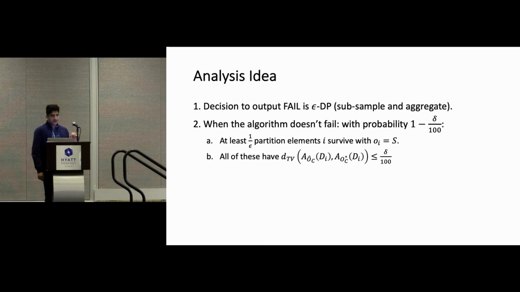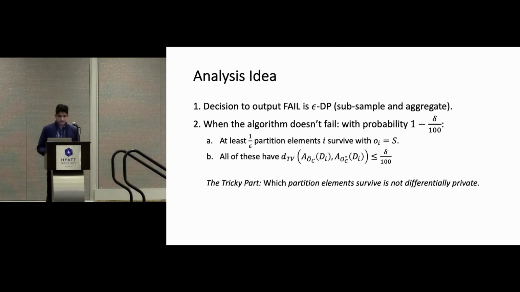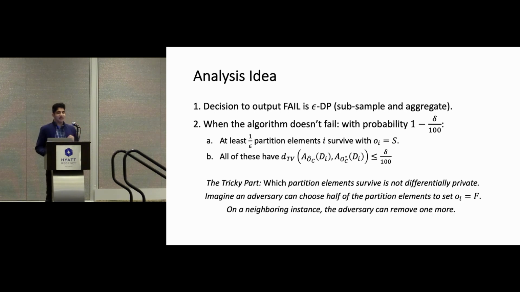Okay, so now here are two facts about when you succeed. When we succeed, with high probability, at least 1 over epsilon partition elements have survived. And all of these have been run order 1 over delta times. And so with high probability, they're all epsilon delta private on that chunk, because they're delta close in total variation distance to running with a perfect oracle. So here's the tricky part: which chunks survive is not differentially private.